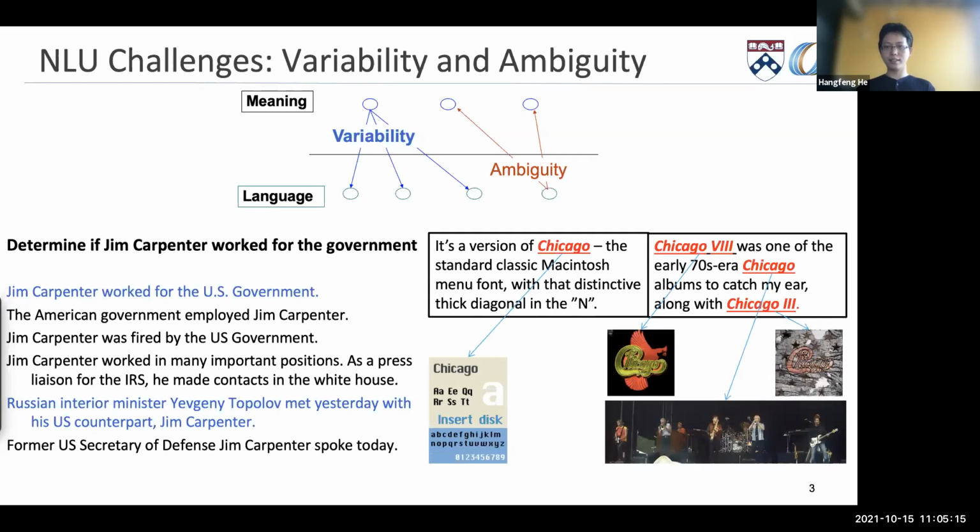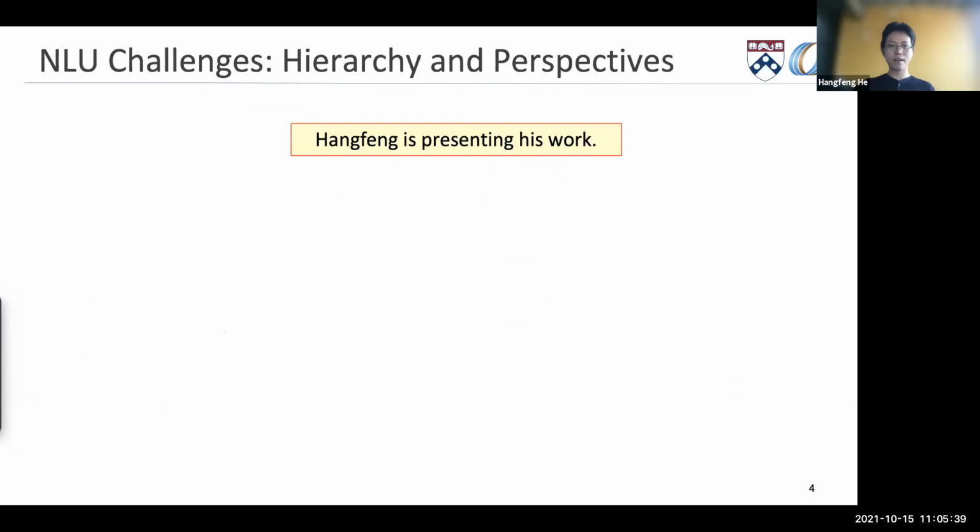On the other hand, let's look at the two sentences about Chicago. We can see that Chicago here can refer to a font, an album, or a band. None of them refer to the most popular meaning, Chicago city. So we can see that even for a small term, we can have multiple meanings. In a word, the mapping between the meaning space and the language space can be quite complex.